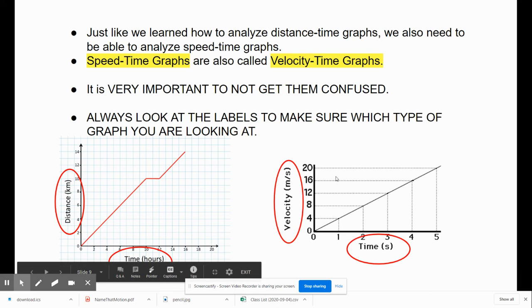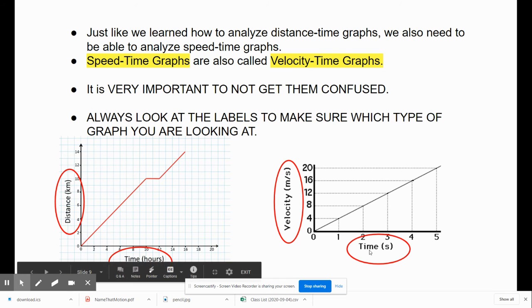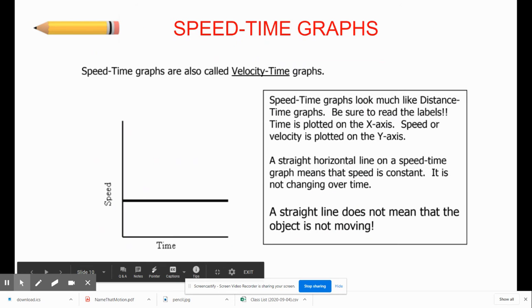Well, this graph is not a distance time graph. This graph is a velocity time graph. Or again, sometimes instead of the word velocity, you might see speed time graph. And it's different. The patterns are different. So here we go. On a speed time graph, I want you to notice here's speed and here's time.